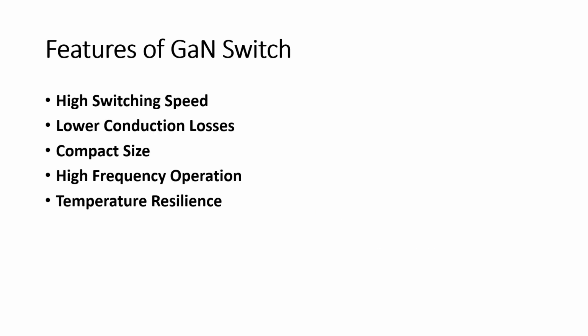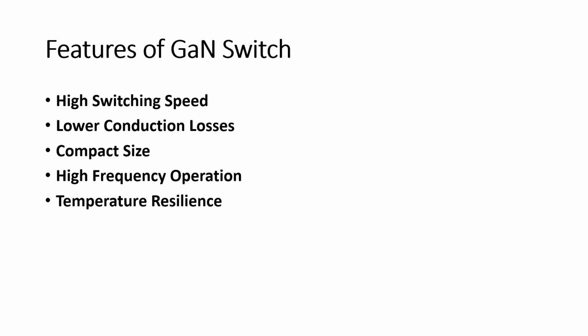The features of a GaN switch: the first is high switching speed, where GaN switches can switch on and off much faster than traditional silicon switches, enabling higher efficiency and reduced switching losses. Then lower conduction losses, where due to its material properties, GaN offers lower on-state resistance, resulting in lower conduction losses and higher efficiency. Then its size, which is very compact.